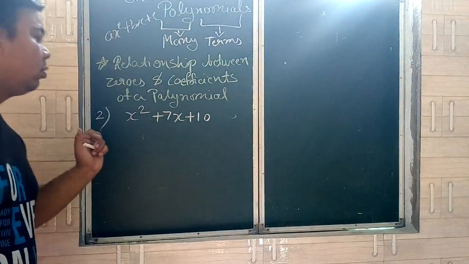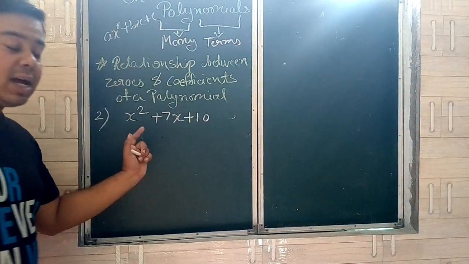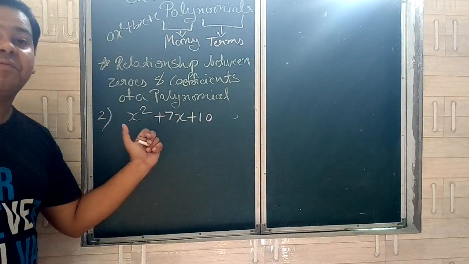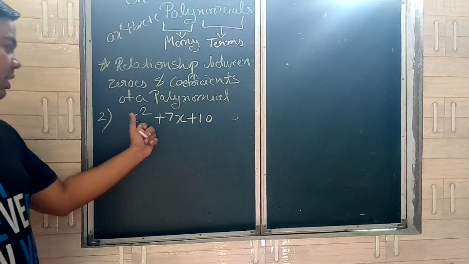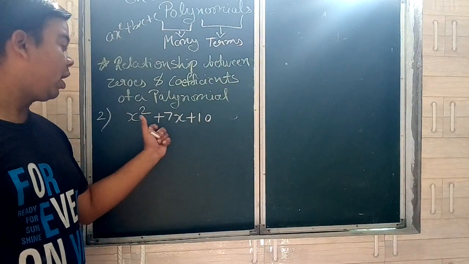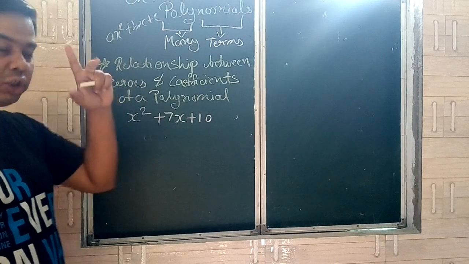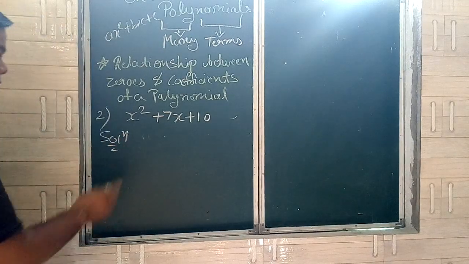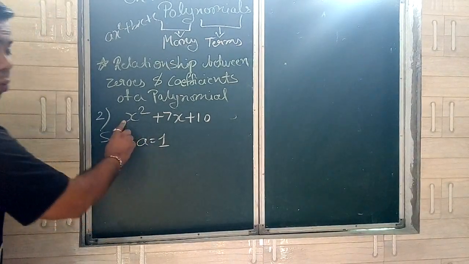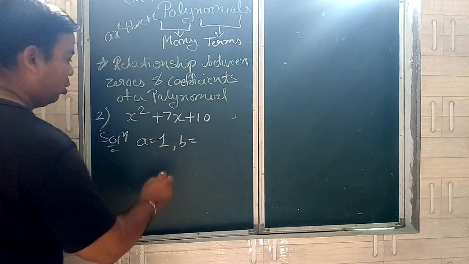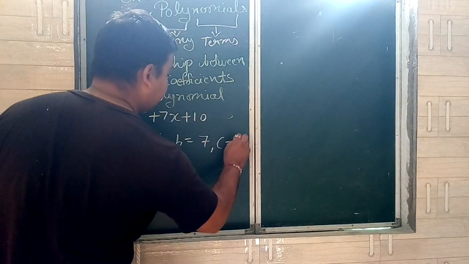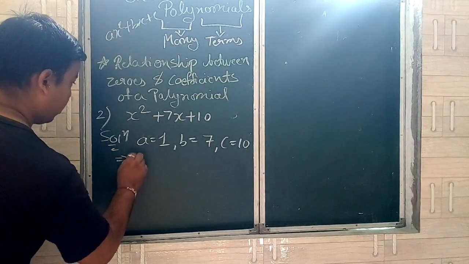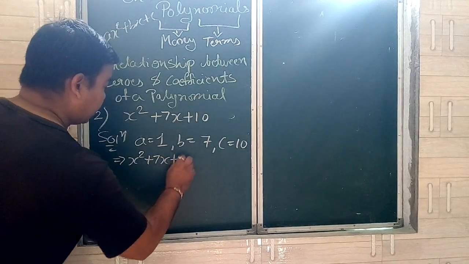Okay, so now again we take one more example, so that you clearly understand the relationship between zeros and coefficients of the polynomials. Here also we find the zeros. This is also a quadratic polynomial. So we get the two zeros and we verify also. Here a is 1, b is equal to 7 and c is equal to 10: x square plus 7x plus 10.